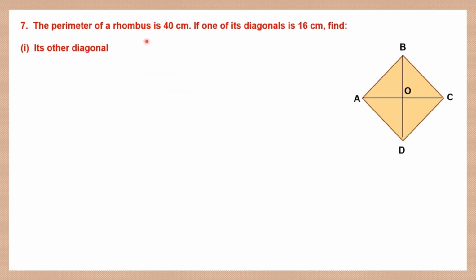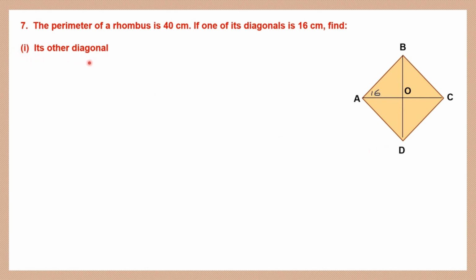Question 7, the perimeter of a rhombus is 40 centimeters. Perimeter is when you add up all four sides, what you get is called the perimeter. So that measurement is given to us, and one of the diagonals is given to us as 16 centimeters. So let's consider AC to be 16 centimeters. We have to find the other diagonal, that is BD. Okay, so that is what we are asked to find.